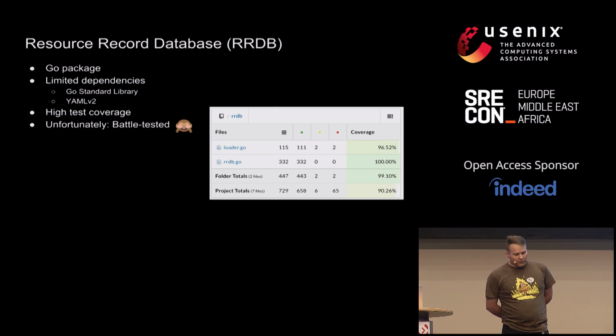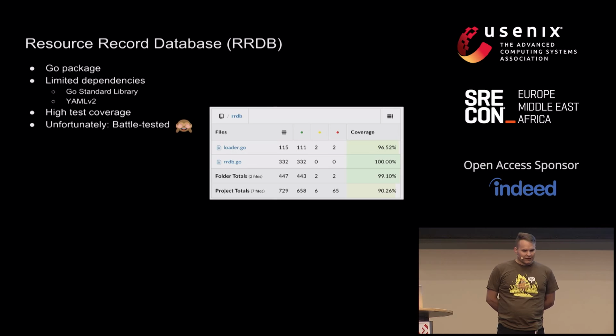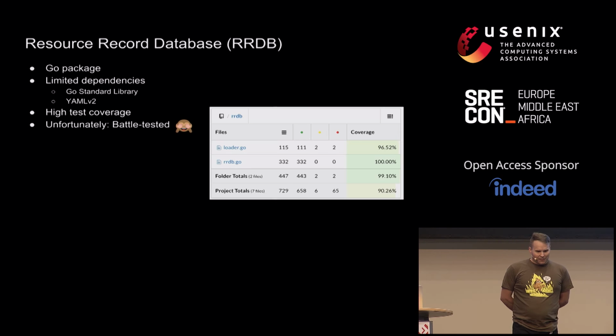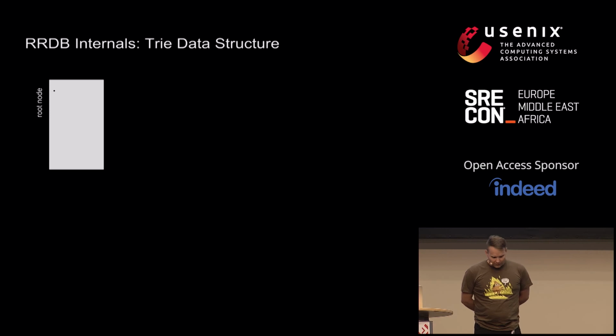For that, we wrote a little Go package. It is called the Resource Record Database, or RRDB for short, with very limited dependency, very small binary. It has high test coverage, because DNS is highly critical. Unfortunately, it is now battle tested. I'll go into that later. But let me first talk a bit about the internals of RRDB.